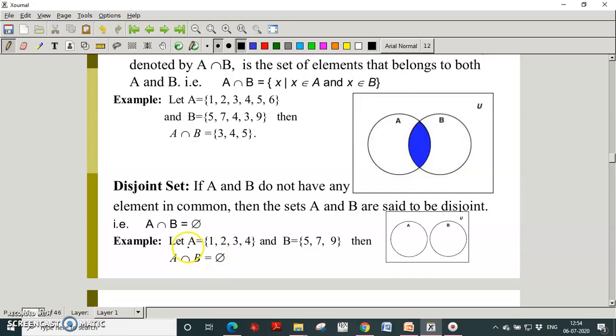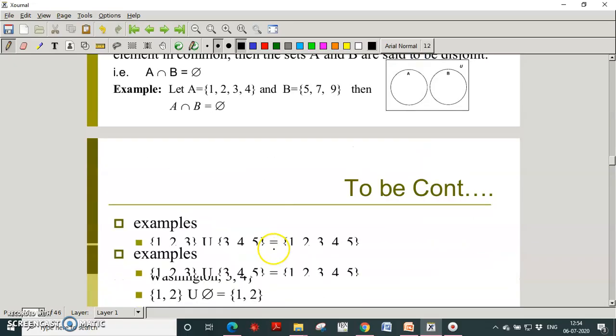So here we have taken the example A equals {1, 2, 3, 4} and B equals {5, 7, 9}. Then we find the intersection. There are no common elements in these sets, so A intersection B equals the empty set. So A and B are disjoint sets, and this is a graphical representation of disjoint sets, meaning you can say that this is a Venn diagram of disjoint sets.